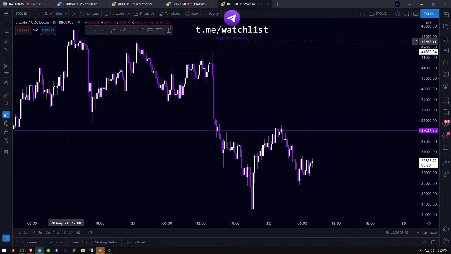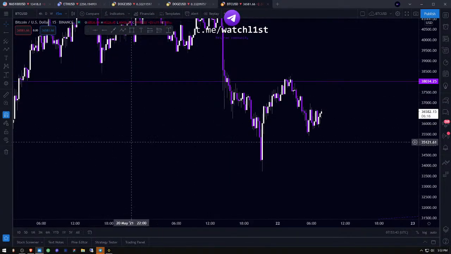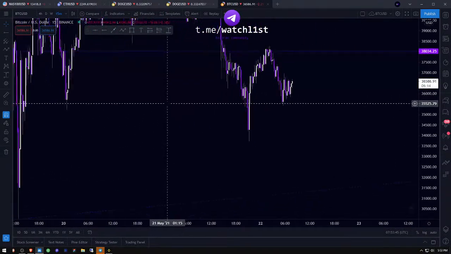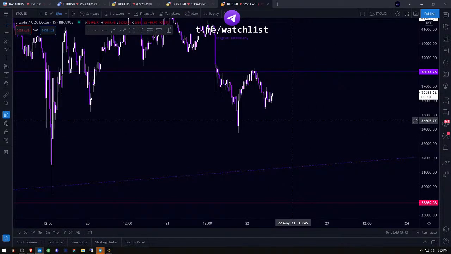That's all we've done, is just marked little horizontal lines, and really that's the gist, the whole kit and caboodle of our technical analysis here.